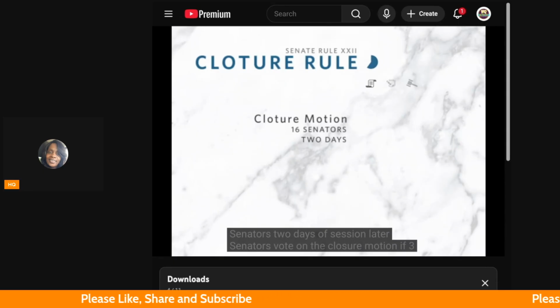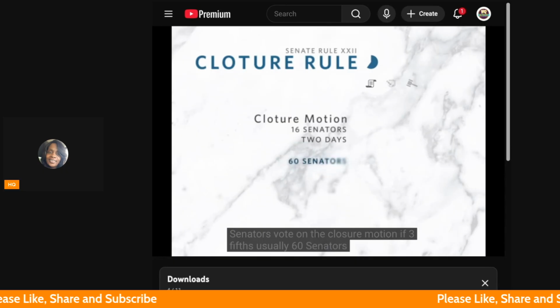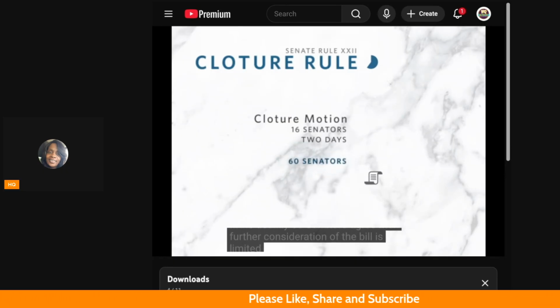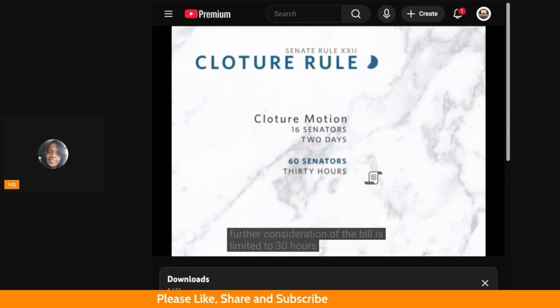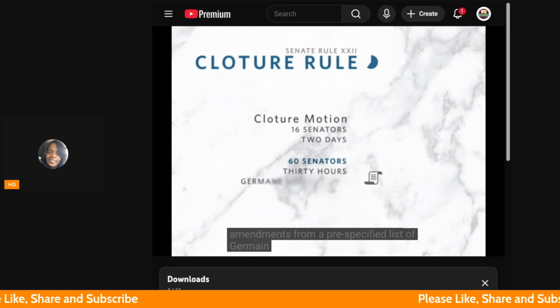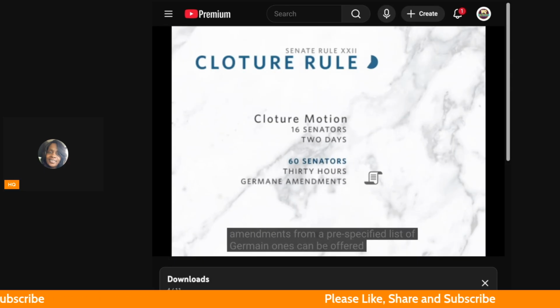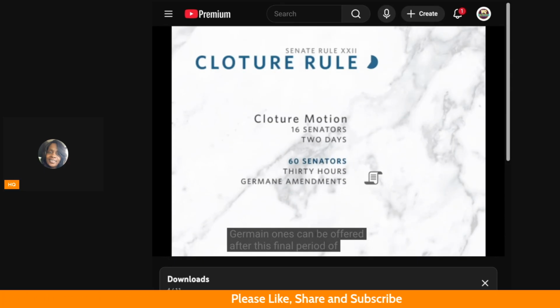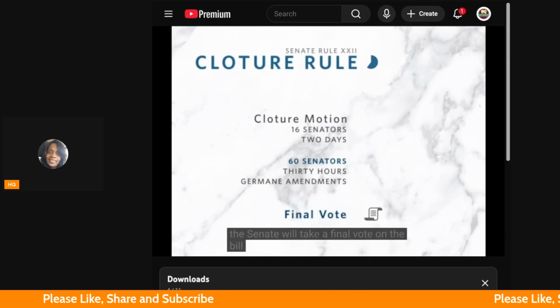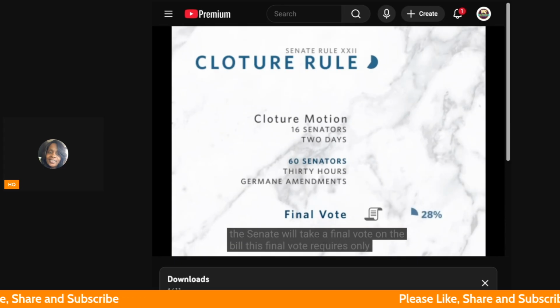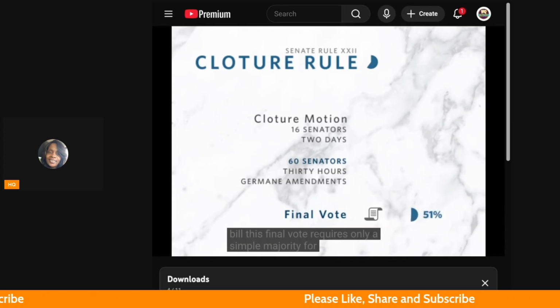If 3/5, usually 60 senators, agree, then further consideration of the bill is limited to 30 hours, during which only amendments from a pre-specified list of germane ones can be offered. After this final period of consideration, the Senate will take a final vote on the bill. This final vote requires only a simple majority for approval.